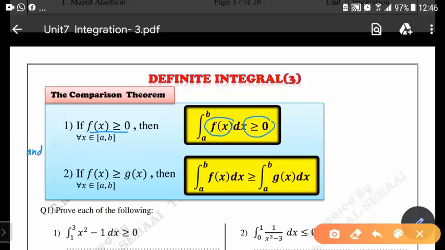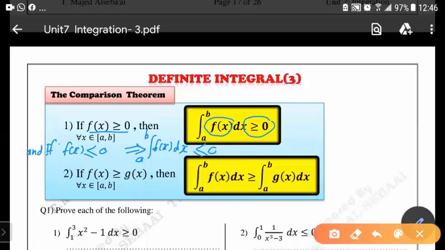Also keep in your mind, if f of x is less than or equal to 0, then the integration from a to b of f of x dx should be less than or equal to 0. Okay? We didn't write it because it is clear. If it is more, the integration will be more. And if it is less, the integration of it is going to be less than 0.